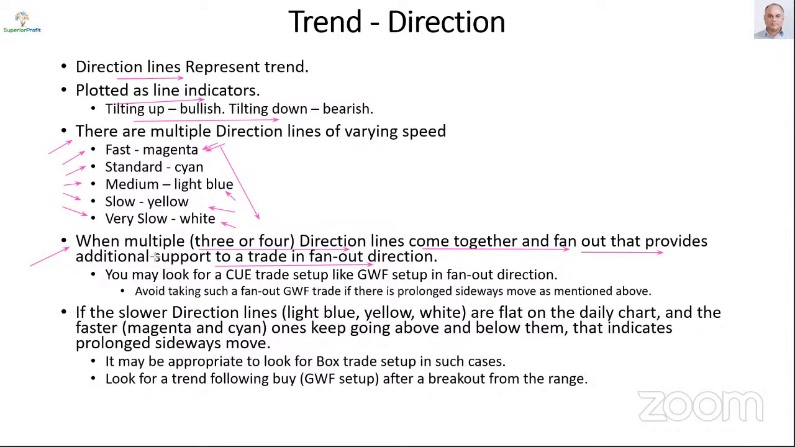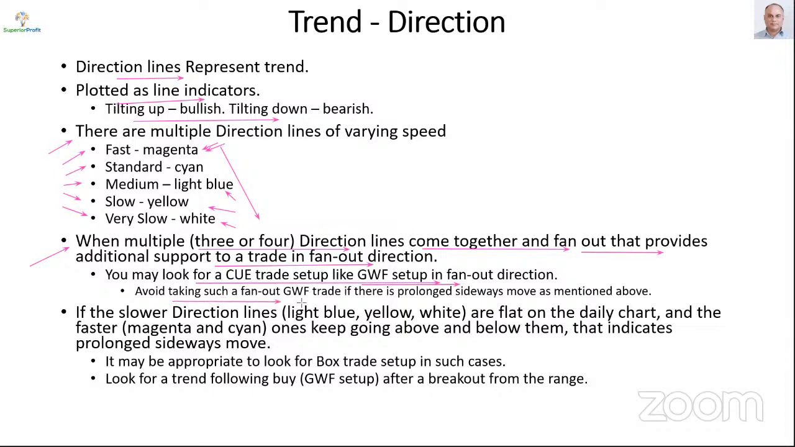So when 3 or more direction lines come together and diverge, right at that point we may take a trade in the fan out direction. You may look for a Q trade setup like a go with flow setup. Usually fan outs will give rise to a go with flow setup, long or short. So we don't need a separate checklist for fan out. The necessary checklist conditions are already in go with flow, and if we have a fan out, that is an additional advantage.